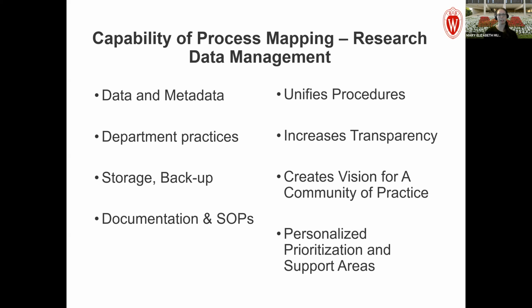The capability of process mapping in research data management is everything I just mentioned, but in more detail here specifically about your data. So you can help identify what data and metadata exists, what practices your department has around your metadata, as well as storage and backup. And finally, the documentation and SOPs that might exist. It helps you unify procedures, increases transparency, creates a vision for a community of practice, and personalizes prioritization and support areas.